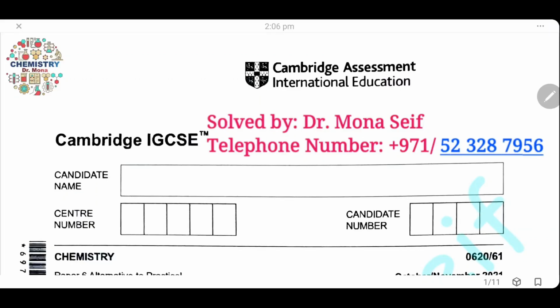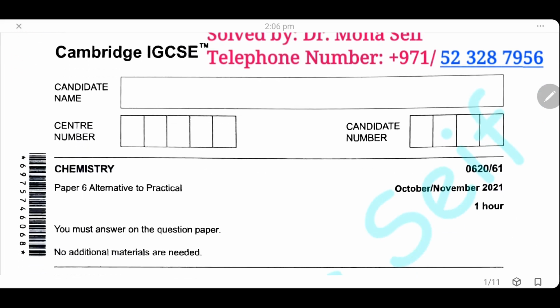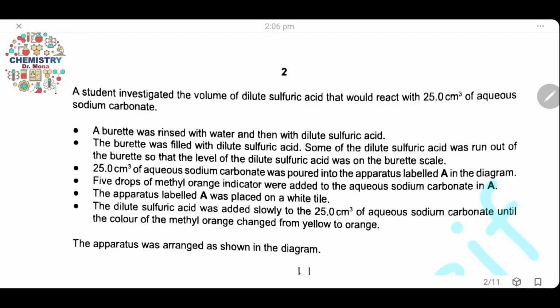Assalamu alaikum wa rahmatullah. Today inshallah we're going to solve Cambridge exam October-November 2021 paper 61. Let's start it. Question 1.